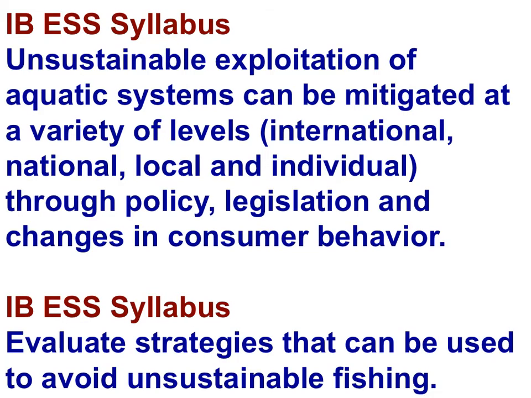So that brings us to these IB syllabus statements. Unsustainable exploitation of aquatic systems can be mitigated at a variety of levels through policy, legislation, and changes in consumer behavior. And can you evaluate strategies that can be used to avoid unsustainable fishing?